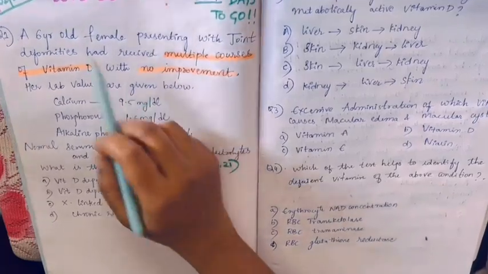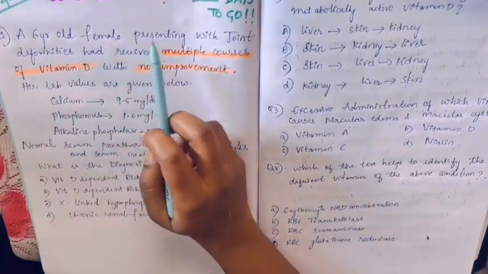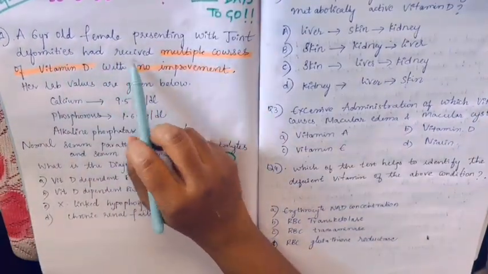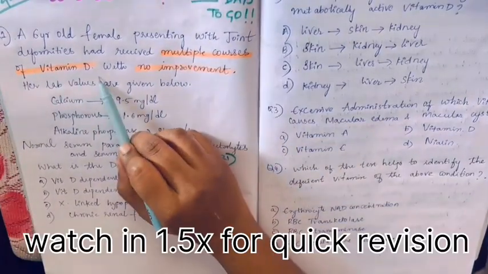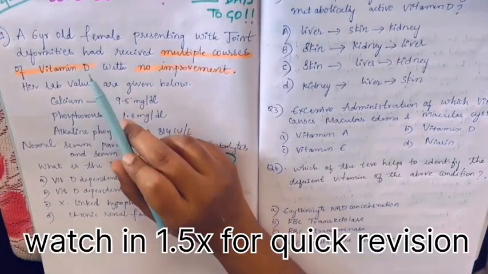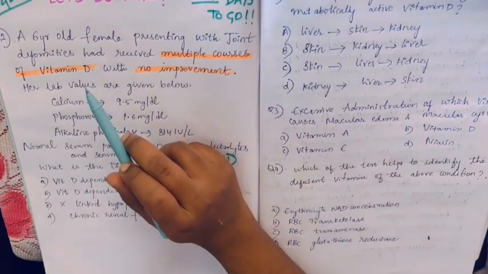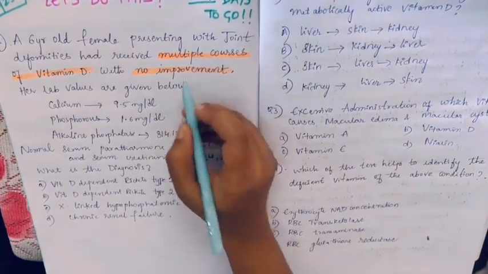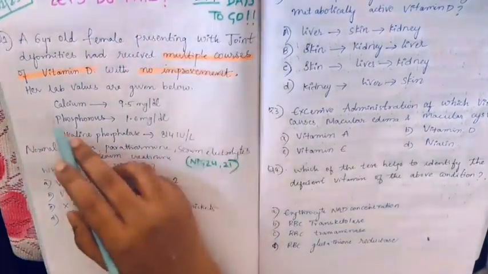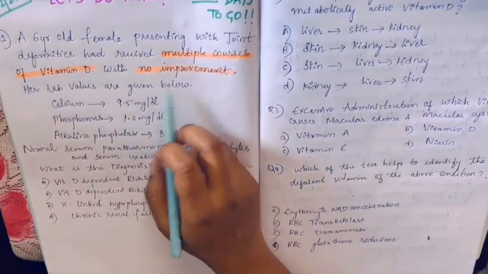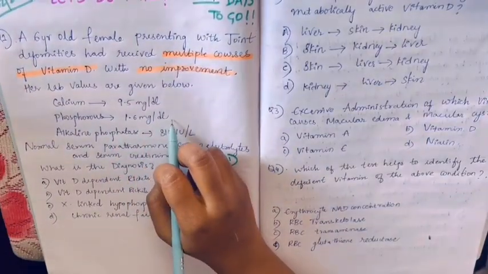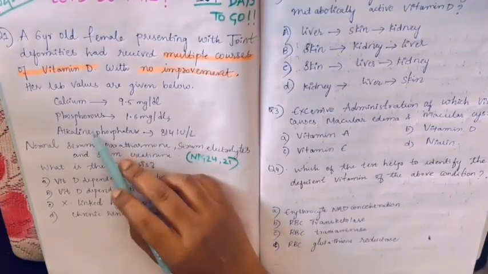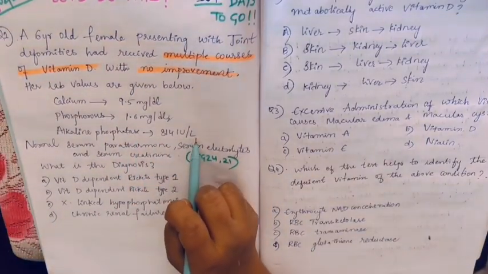The first question is, a 6-year-old female presenting with joint deformities had received multiple courses of vitamin D. Multiple courses of vitamin D here becomes an important point. It's a clincher, with no improvement. This also becomes a clincher. Her lab values are given below. Calcium is 9.5, which seems normal. Phosphorus is 1.6 mg per dl. We'll come to this. Alkaline phosphatase is 814 international units per liter.